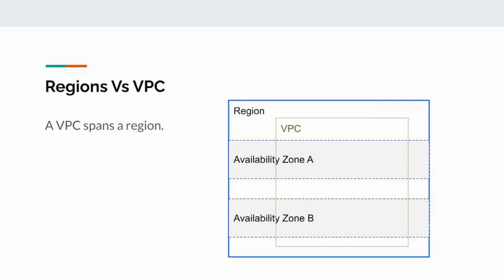Next topic: regions versus VPC. Let's take a look at how a VPC is associated to a region and availability zones. Previously, we discussed that a region is a separate geographic area, and an availability zone is a data center within a region. Where does VPC fit? A VPC exists within a region and it spans all the availability zones within the region. Each region comes with a default VPC. If you need, you can create additional VPCs.